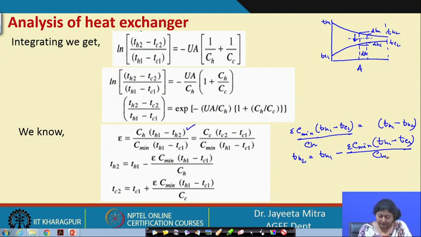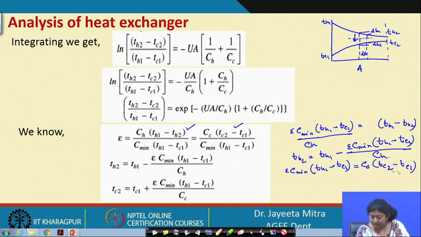Okay. Similarly, if I consider this part, I can write effectiveness into C minimum into Th1 minus Tc1, this is equal to Cc into Tc2 minus Tc1. And here again I will take this Cc this side. So then my Tc2 will be Tc1 plus effectiveness into C minimum into Th1 minus Tc1 by Cc.